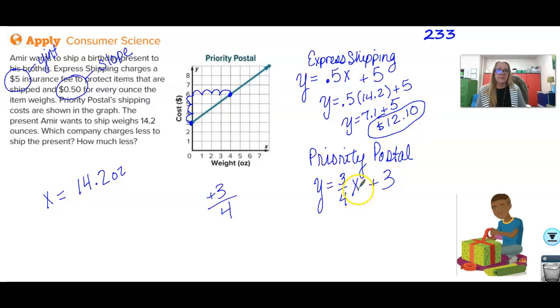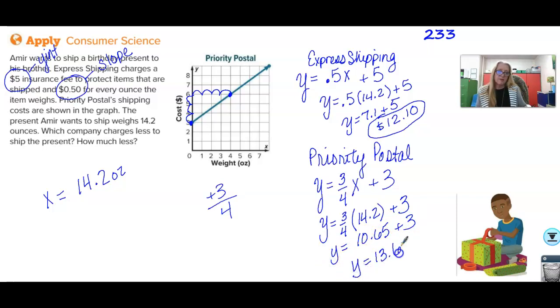What about Priority Postal? I'm getting the feeling, well, they start out with less, but they're charging more. This is actually 0.75, so they're charging more per ounce, but they have a lower upfront fee. So this is going to be interesting how this works out. We're going to do y equals 3/4 times 14.2 plus 3. Okay. So 3/4 times 14.2, oh, backspace. 14.2 equals 10.65. And that would give us 13.65, $13.65.